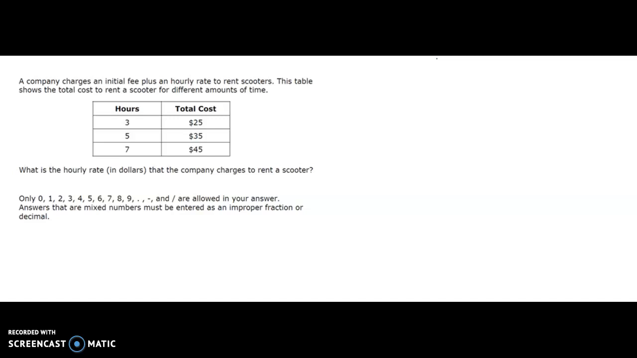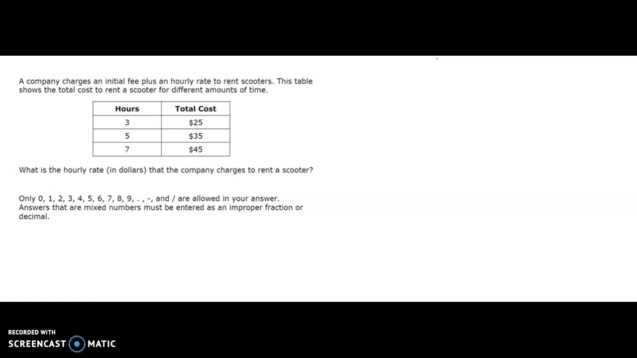A company charges an initial fee plus an hourly rate to rent scooters. This table shows the total cost to rent a scooter for different amounts of time. So we have a table that has hours 3, 5, 7 and total cost 25, 35, 45. What is the hourly rate in dollars that the company charges to rent a scooter?